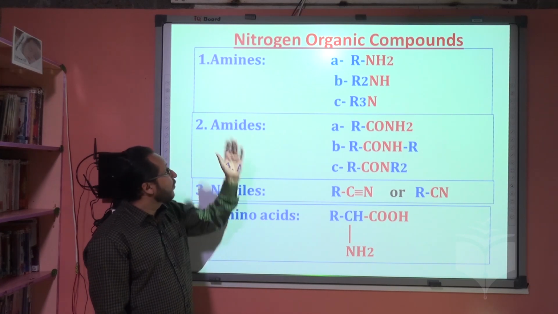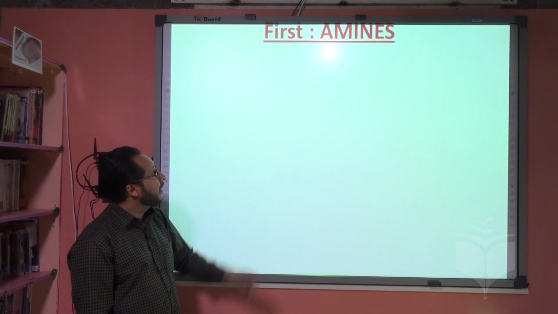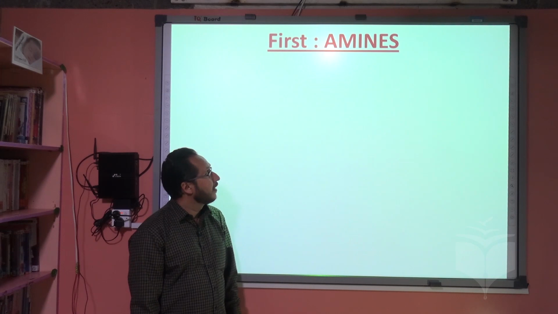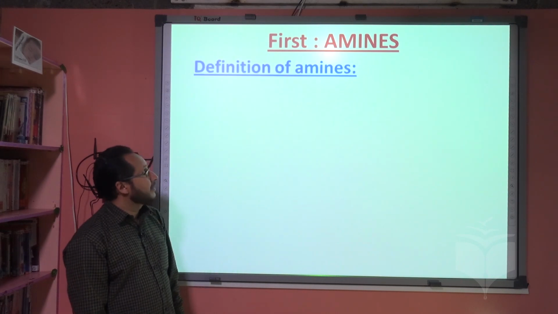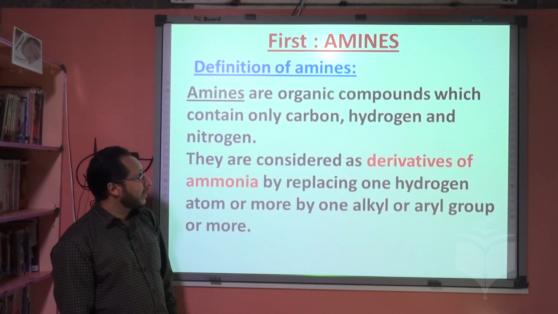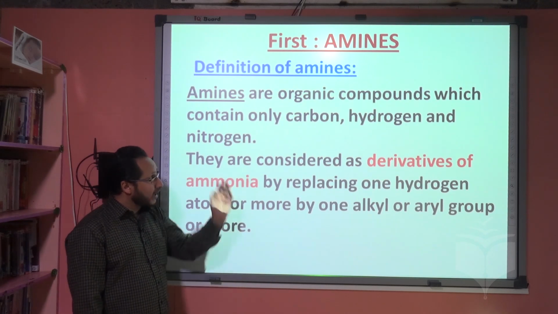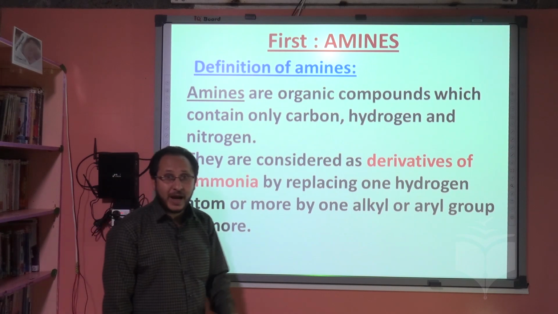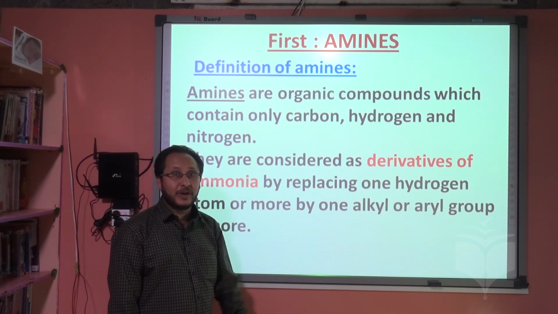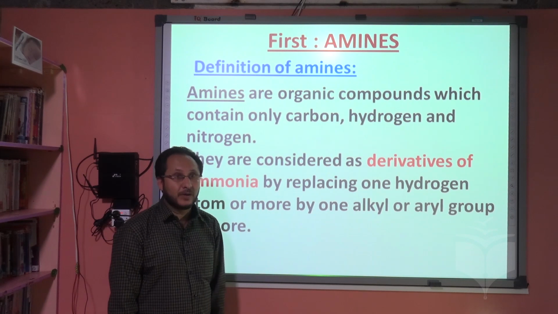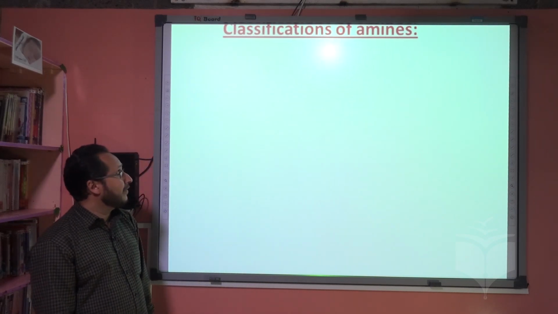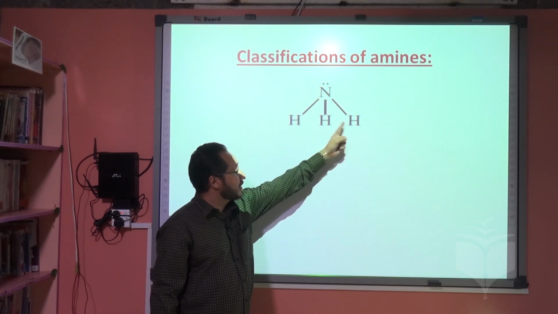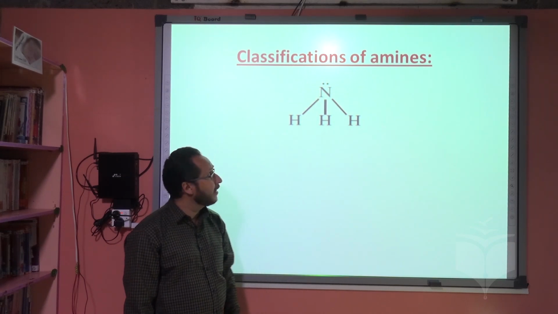We start with the first one. They are called amines. What are the amines? Amines are organic compounds which are derivatives of ammonia by replacing 1 hydrogen atom or more from ammonia by alkyl or aryl group. Now here we have the ammonia, so this is the ammonia. We have NHHH, so this is NH3.